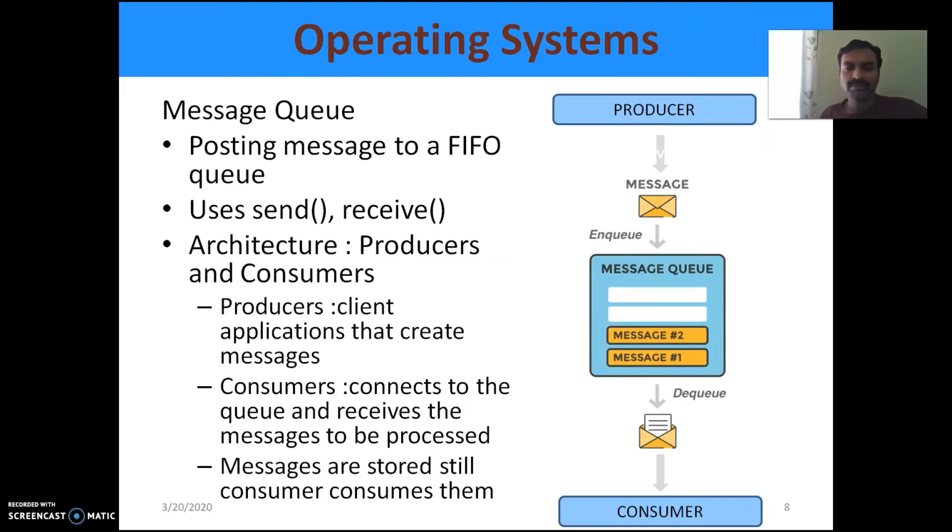So a message queue implements inter-process communication by posting messages to a first in, first out queue. For this, it uses functions like send, receive, etc. Now let's see the architecture. As seen in the figure, there are producer, consumers, and a message queue. The client application which sends the message or creates the message is called a producer. And those applications which receive the message and process them are called consumers.